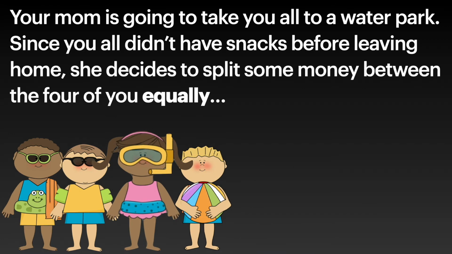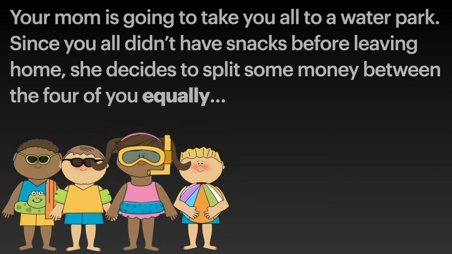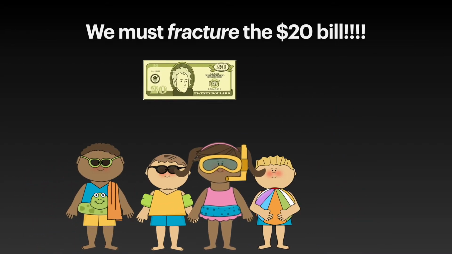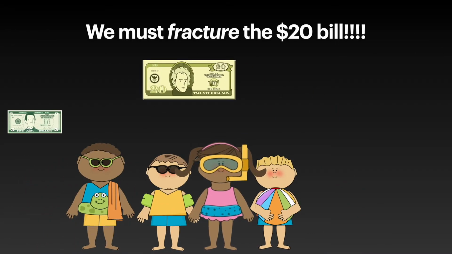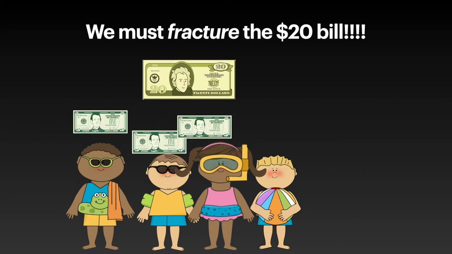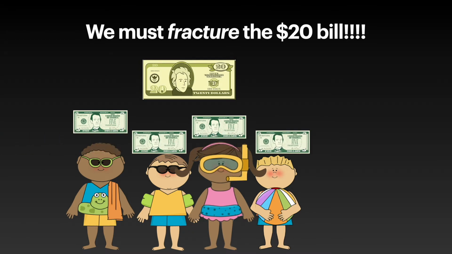Your mom is going to take you all to a water park. Since you all didn't have snacks before leaving home, she decides to split some money between the 4 of you equally. All she has is a $20 bill. What can she do to solve this dilemma? She's going to have to break her $20 bill. Since she's dividing the money up equally, everyone will get $5.